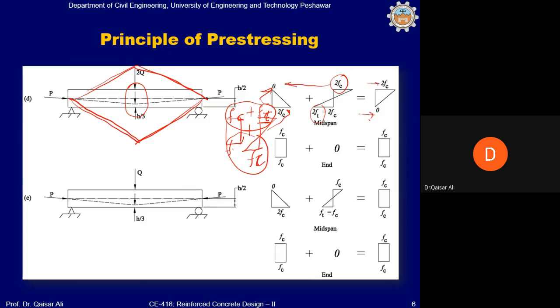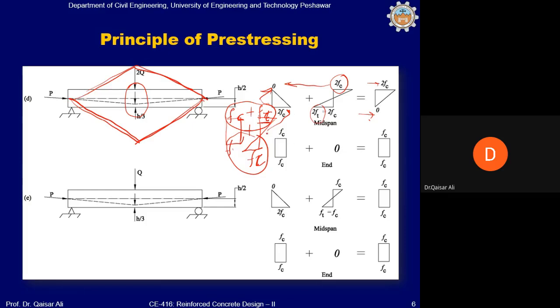What will happen at the end of the beam? At the end of the beam, unlike the previous case where there was a bending moment produced by P, the bending moment here is 0. The bending moment here is 0. So this will be only this part of the compression, before the application of the load.